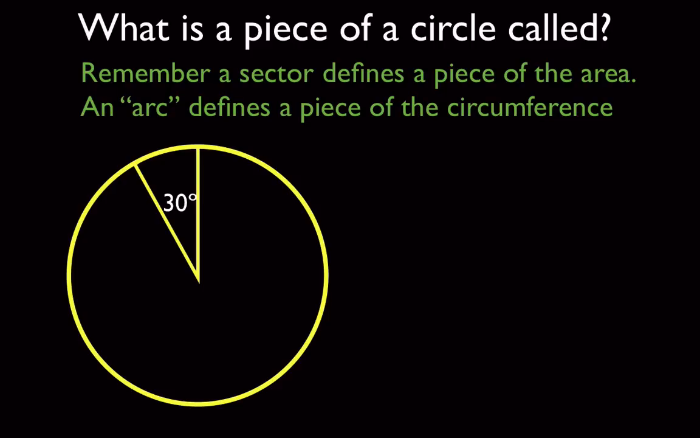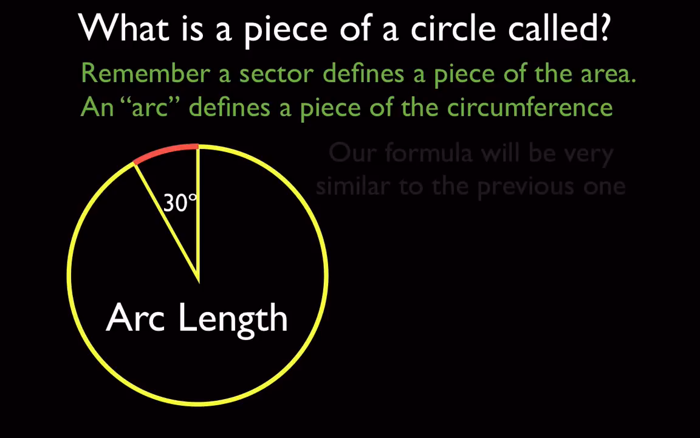If I were to fill that in, I'd be finding the area of that sector. Instead, what I'm going to do is look at just that piece right there. And that represents an arc. When we find the distance, it's called an arc length. So that piece is an arc, and we're going to find the arc length.